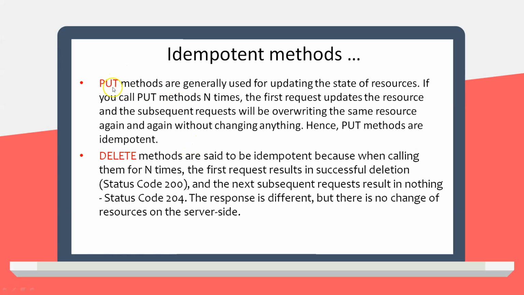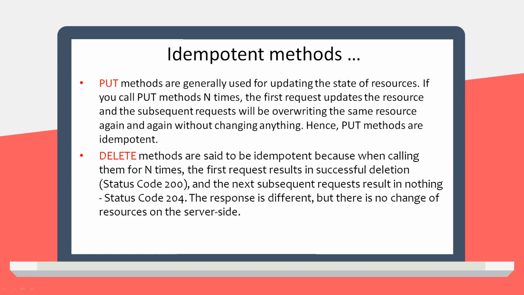Alright. Next is PUT. So guys, PUT methods are generally used for what? For updating the state of a resource. We use the PUT function to update an existing resource. If you call a PUT method n times, the first request updates the resource and the subsequent requests will be overwriting the same resource again and again without changing anything. Hence, PUT methods are idempotent. So the very first time you hit the PUT call, it will update the resource, but after that there will not be any change in the state of the object.